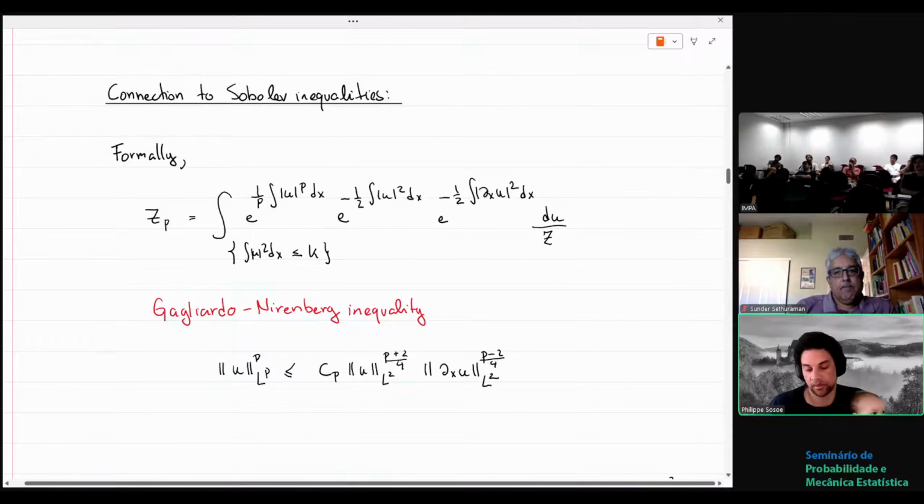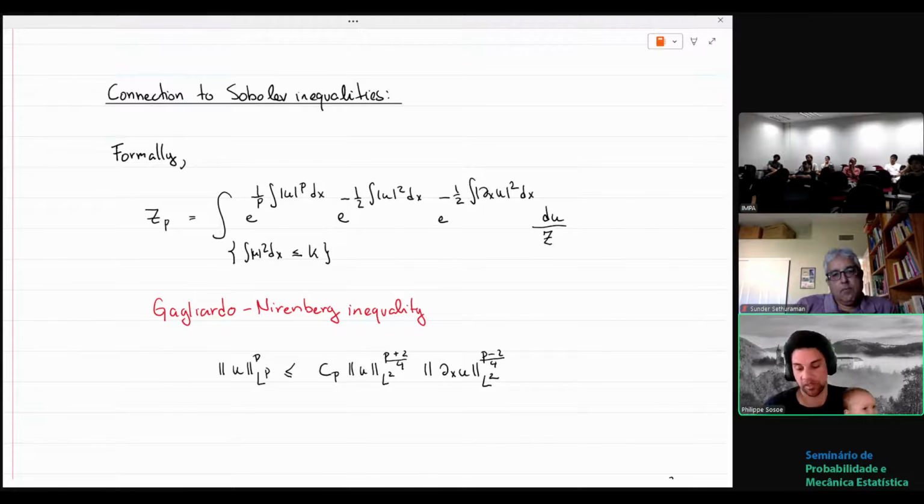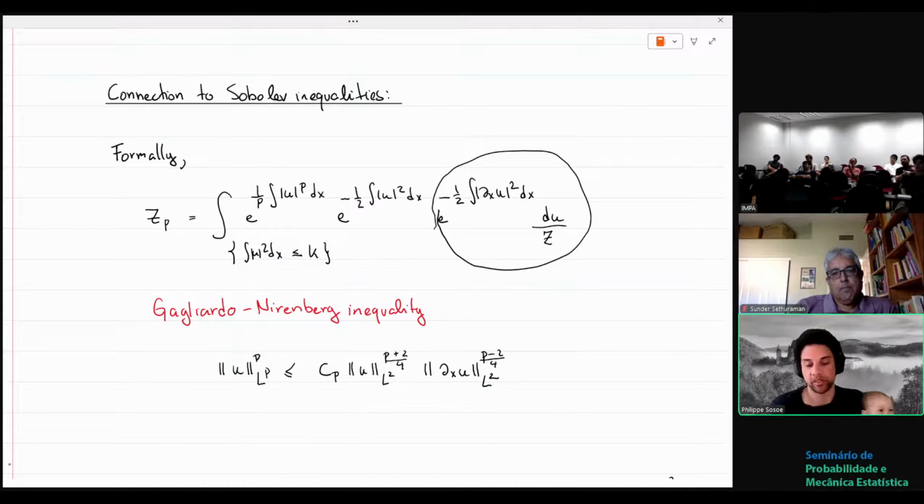So let's start with the more analytic way. Formally, the measure that we're interested in is the Brownian motion. Brownian motion is this quadratic part here. And we're integrating the nonlinear part with the restriction that the L2 norm is less than k. Now let me remind you of an inequality that you have certainly seen in some form or other, a Sobolev inequality. In this case, this is the Gagliardo-Nirenberg inequality. It's an interpolation form of the Sobolev inequality that is very important.